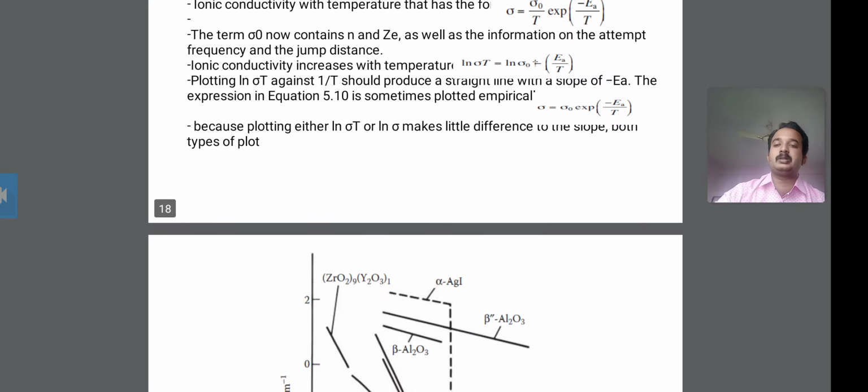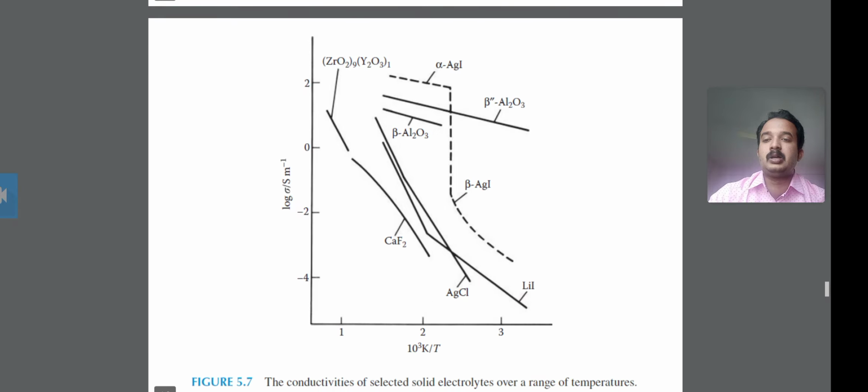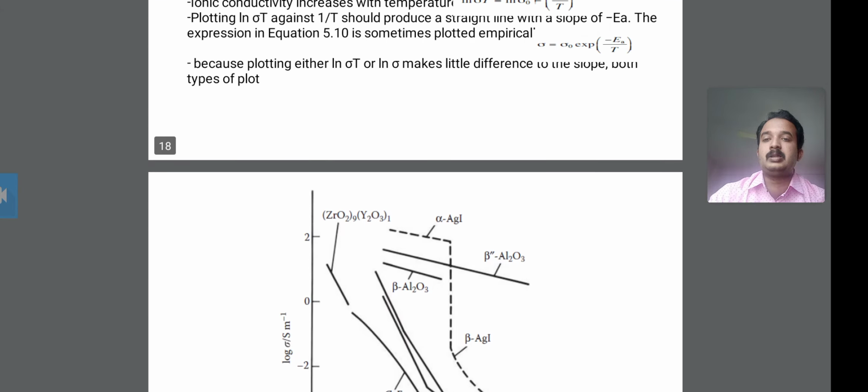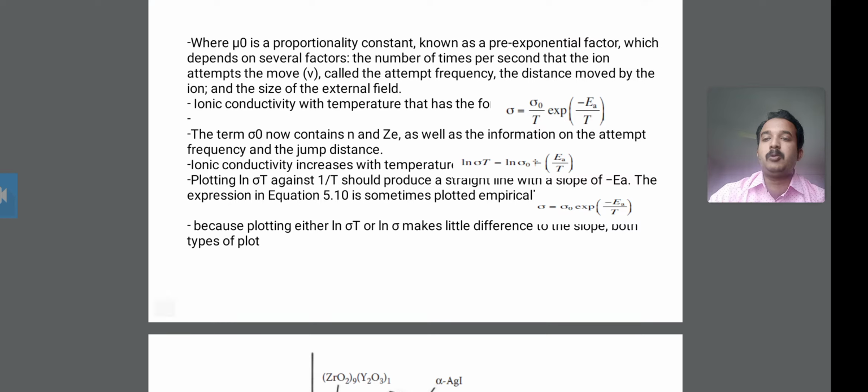Therefore, plotting log of sigma T against 1 upon T should produce a straight line with a slope of minus Ea. Look at this diagram, this is the plot. For ionic conduction in solids, we draw the graph of log of sigma T against 1 upon T, and it produces a straight line whose slope is minus Ea, where Ea is the activation energy.